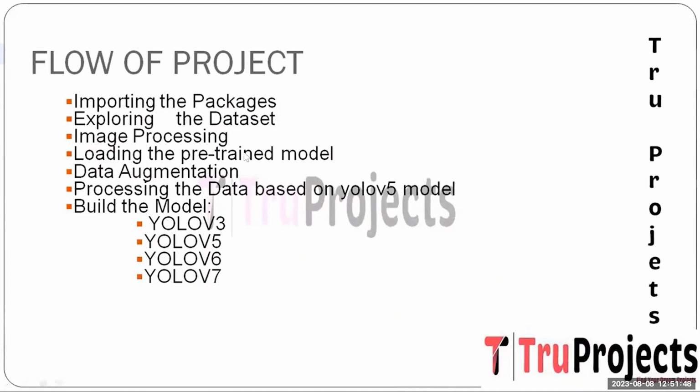And the next step is image processing. Pre-process the images from the dataset, including resizing them to a consistent resolution, normalizing the pixel values, and handling any distortion. And the next step is loading the pre-trained model. Choose a pre-trained object detection model as a starting point, and here we use YOLO V3, V5, V6, and V7 as a popular choice due to the efficiency and accuracy in detecting objects within images.